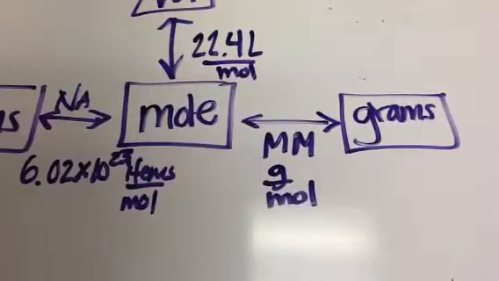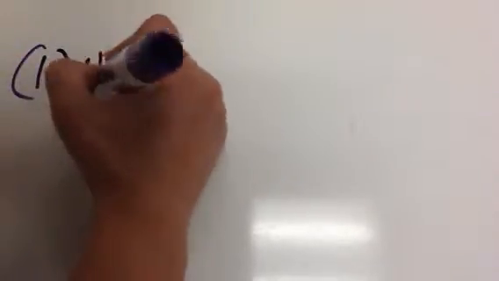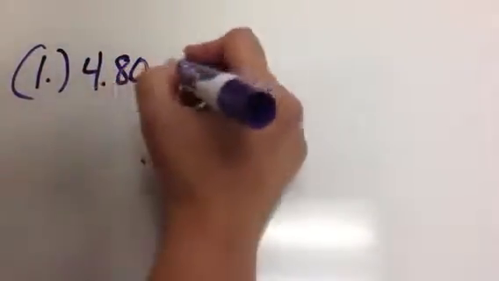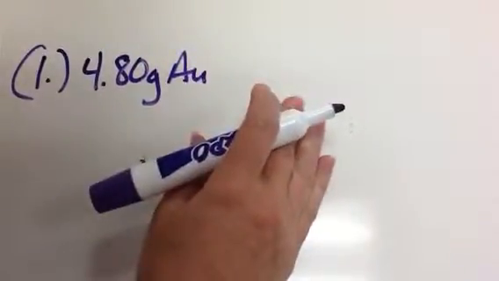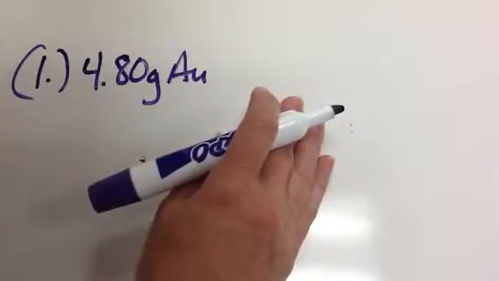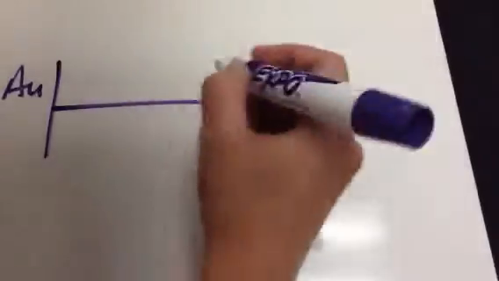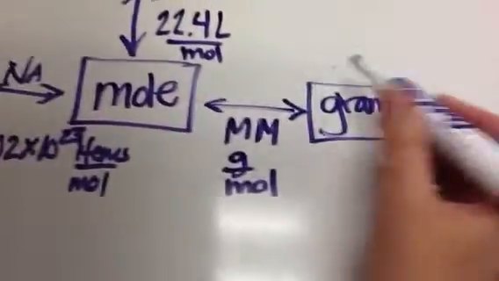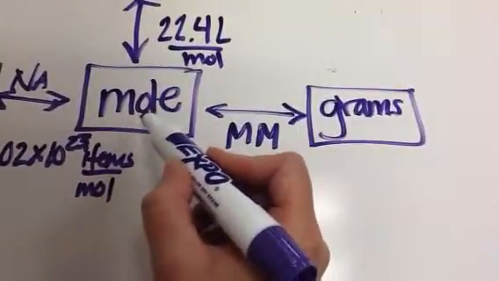So the first problem says 4.80 grams of gold into moles of gold. So my question is, am I working with atoms or compounds? Jared, which one am I working with? Atoms or compounds? Do I have any other elements? Atoms. Sweet. So I can just go straight to my periodic table and say, I just have one thing. Okay, so I'm going from grams to moles. So I go to my chart. My chart says, here I am at grams, and I want to go to moles, and I just have gold, so I don't have to do any math.